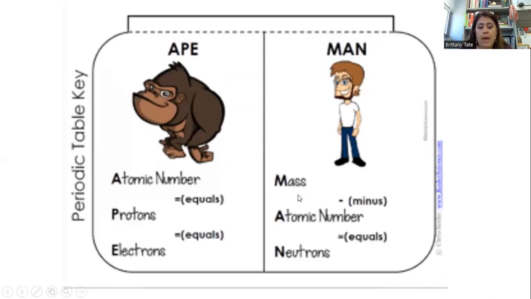Now the atomic mass minus the atomic number gives us the number of neutrons, because the atomic mass is the number of protons and the number of neutrons. And so since we know that the atomic number is the number of protons, we can subtract that number from the mass and get the number of neutrons. So if we need to find neutrons, do man. If we need to find protons or electrons, use the ape.